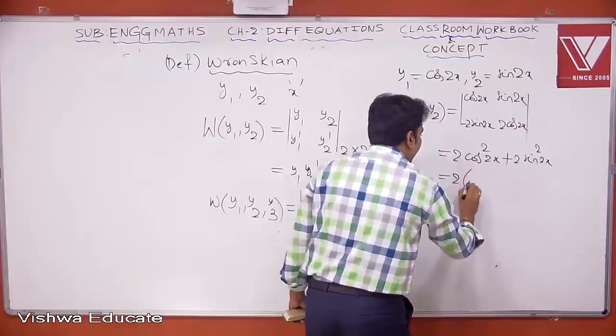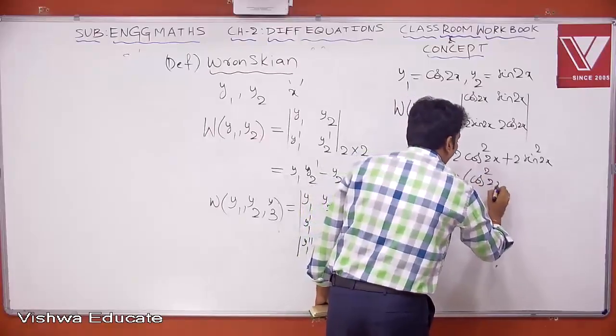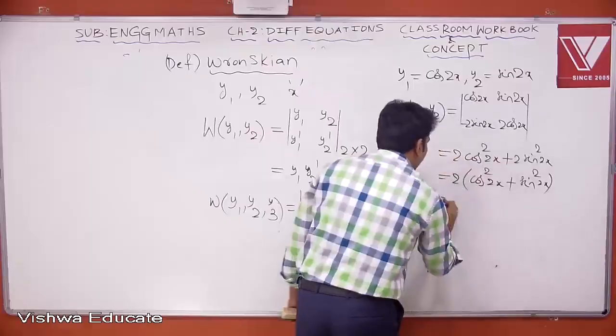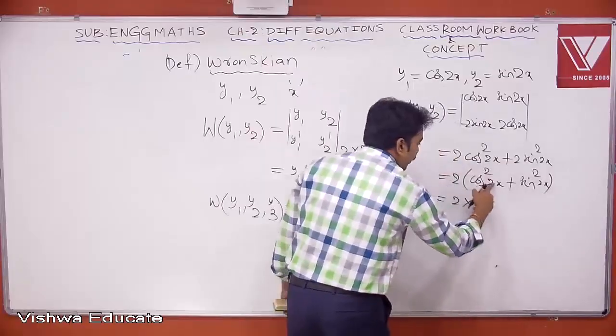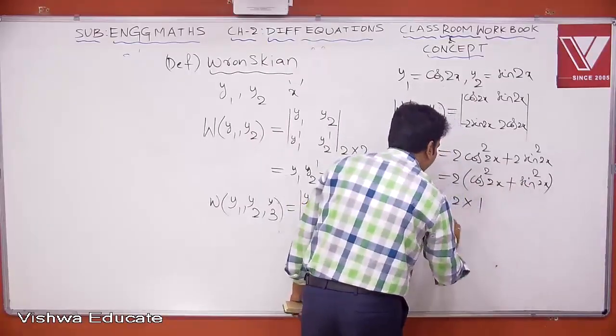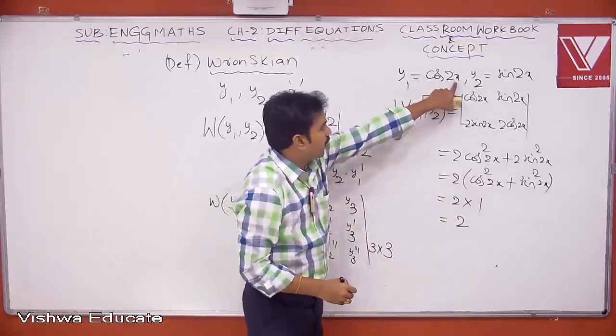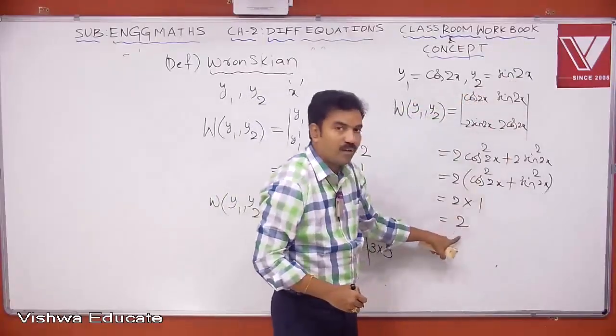So this expression is 2 times cos square 2x plus sin square 2x. So this is 2 into 1, since cos square a plus sin square a equal to 1. Therefore, this is nothing but 2. So Wronskian of cos 2x comma sin 2x is always 2.